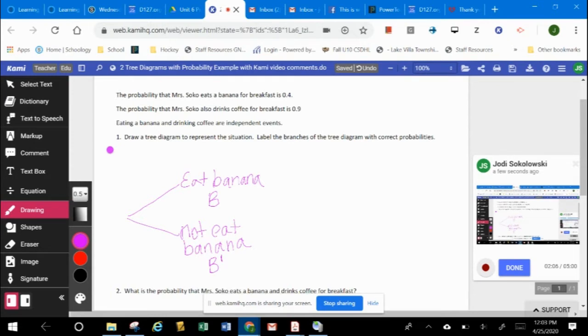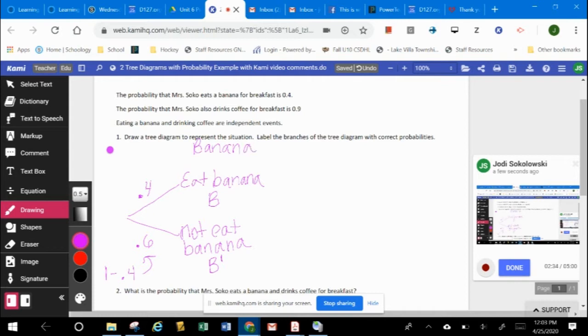Okay, so the probability that I will eat a banana is 0.4 or 40%. So the probability that I won't eat a banana would be 60%, like 100% minus 40%. Another way to think of that is by taking 1 minus 0.4, and that's how you get the 0.6. So event number 1 is the banana.